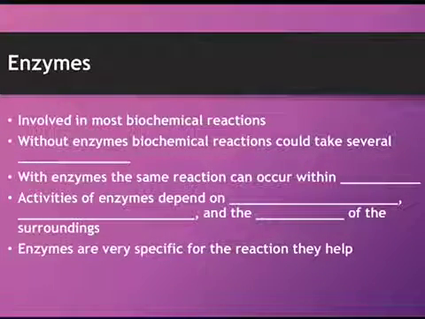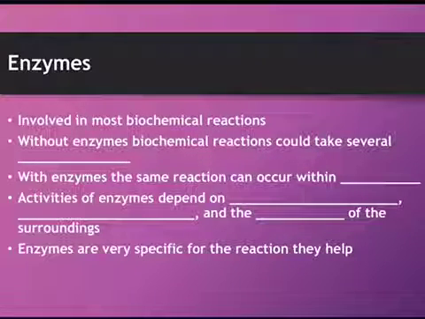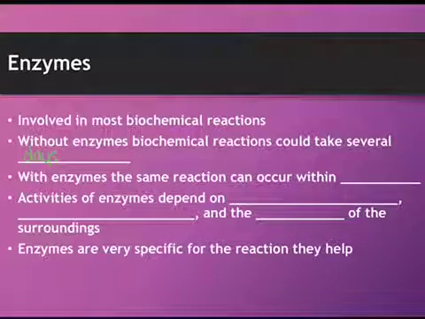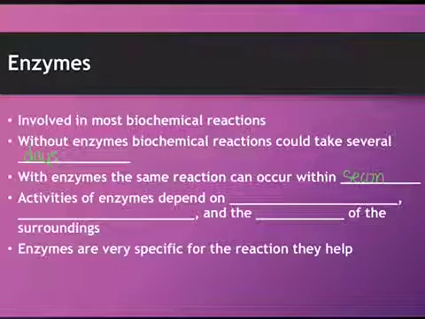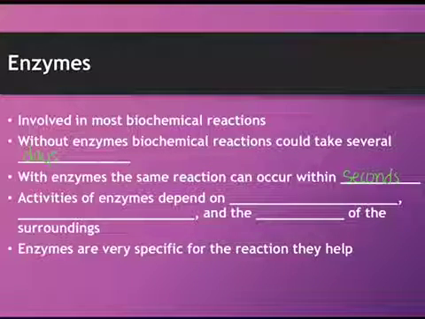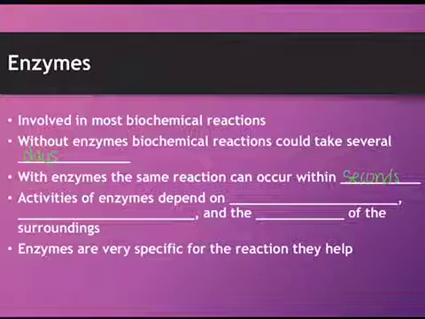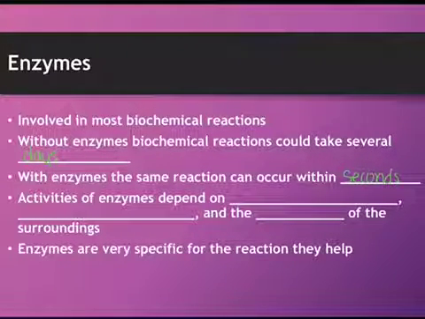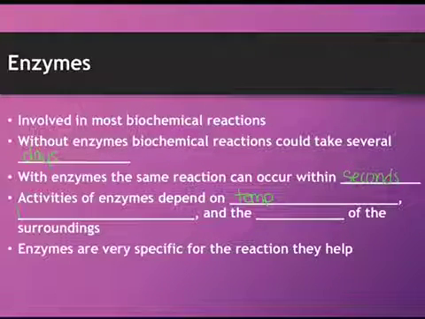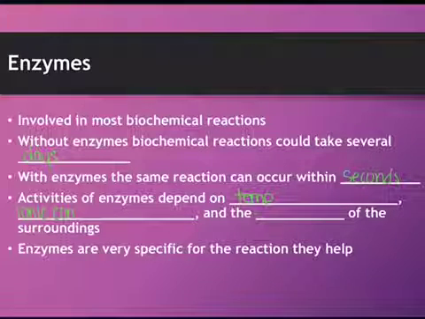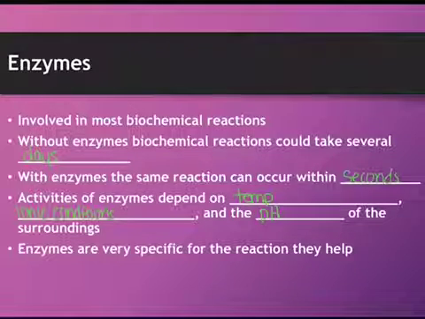So enzymes are involved in most biochemical reactions. This is because without enzymes, a lot of biochemical reactions could take several days to occur. With enzymes present, the same reaction can occur within seconds. So it significantly decreases the amount of time needed for these chemical reactions to take place. Enzyme activity will depend on the temperature, the ionic conditions, as well as the pH of the surroundings.